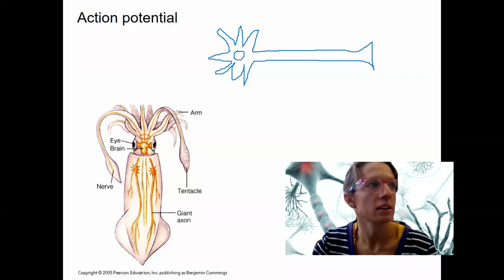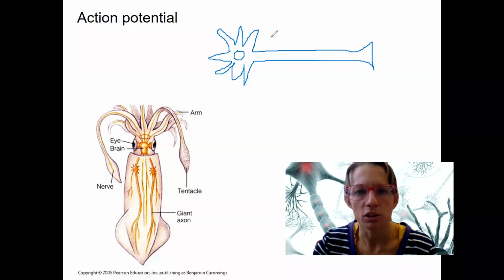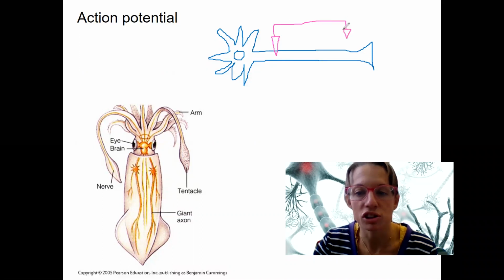So what they did, and I drew this before, was measure the ions, the charge difference inside the cell versus outside of the cell. Remember, the outside is always 0. It's always just set to be 0. This told them the resting membrane potential was minus 70 millivolts.